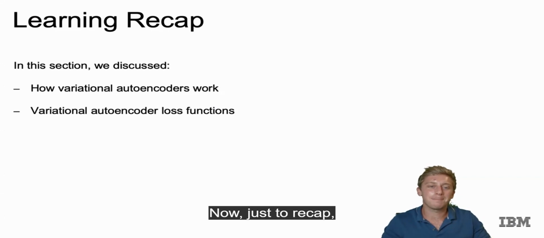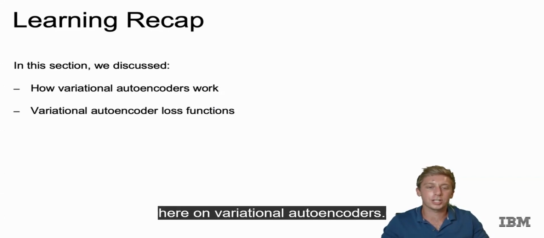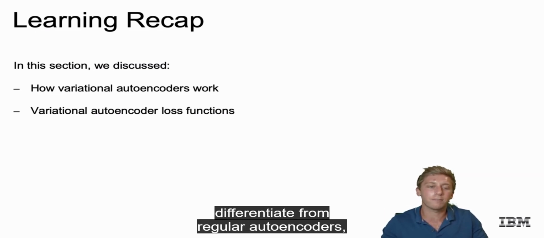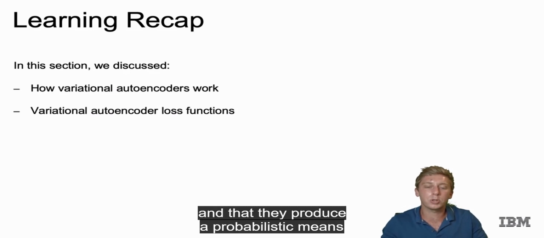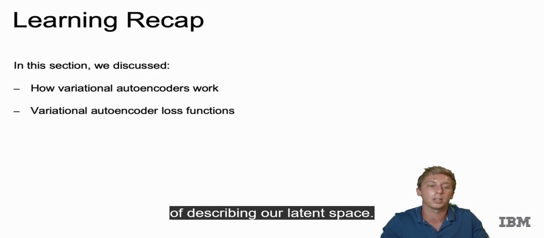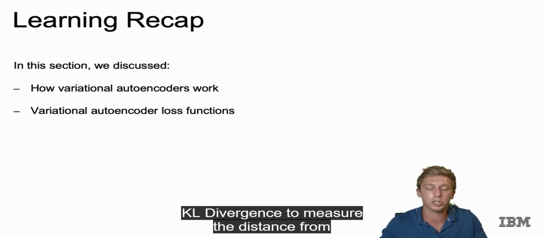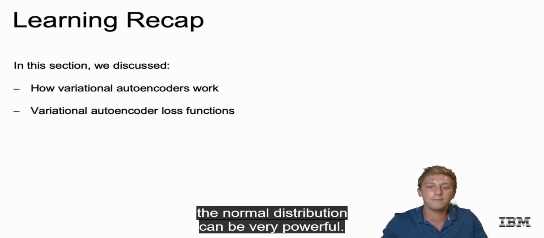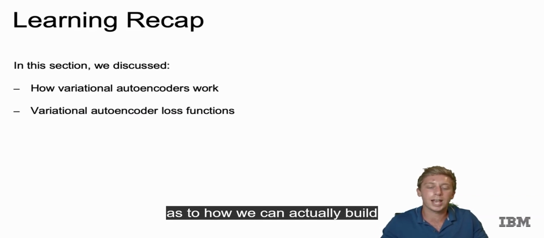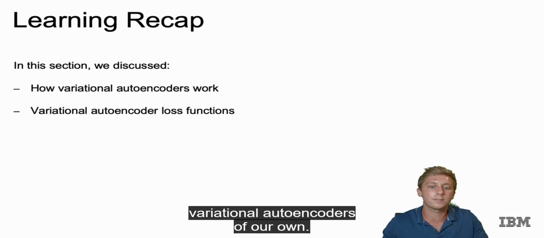Now, just to recap, that will close out our section here on variational autoencoders. We went through the basics of how variational autoencoders work and how they differentiate from regular autoencoders, and that they produce a probabilistic means of describing our latent space. And with that, we also discussed the loss function used and why adding on KL divergence to measure the distance from the normal distribution can be very powerful. Now let's take a look at some actual code as to how we can build out autoencoders as well as variational autoencoders of our own. All right, I'll see you there.